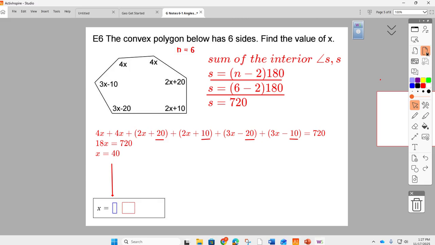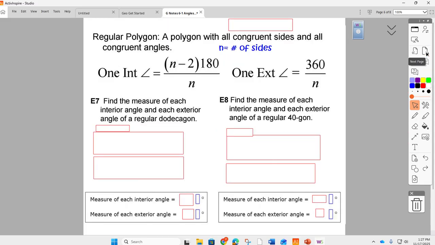All right, now 2 new formulas, but these don't work for all polygons. These only work for a regular polygon, so you're going to know what that is. A regular polygon is the same as an equilateral triangle. What do we know about an equilateral triangle? Root word equal, lateral, lat are your sides, right? Equilateral, equal sides. All 3 sides are equal, and all 3 angles are equal. A regular polygon, that's what it means. All the sides have to be the same measure. All the angles have to have the same measure. That's all that means. These formulas only work for those types.